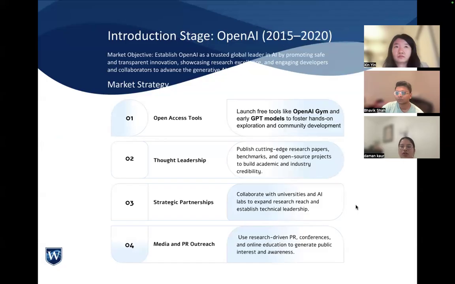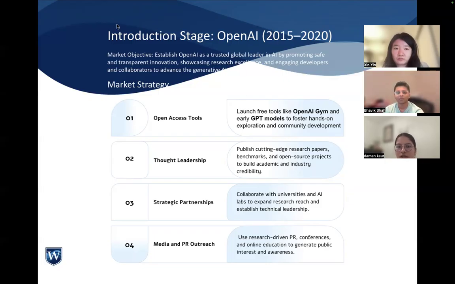Talking about the first stage, that is the introduction stage, OpenAI from 2015 to 2020. Its main motive is to establish OpenAI as a trusted worldwide leader in artificial intelligence by fostering safe and transparent innovation and showing research excellence. Moreover, it also helps to engage developers and collaborators to advance generative AI.